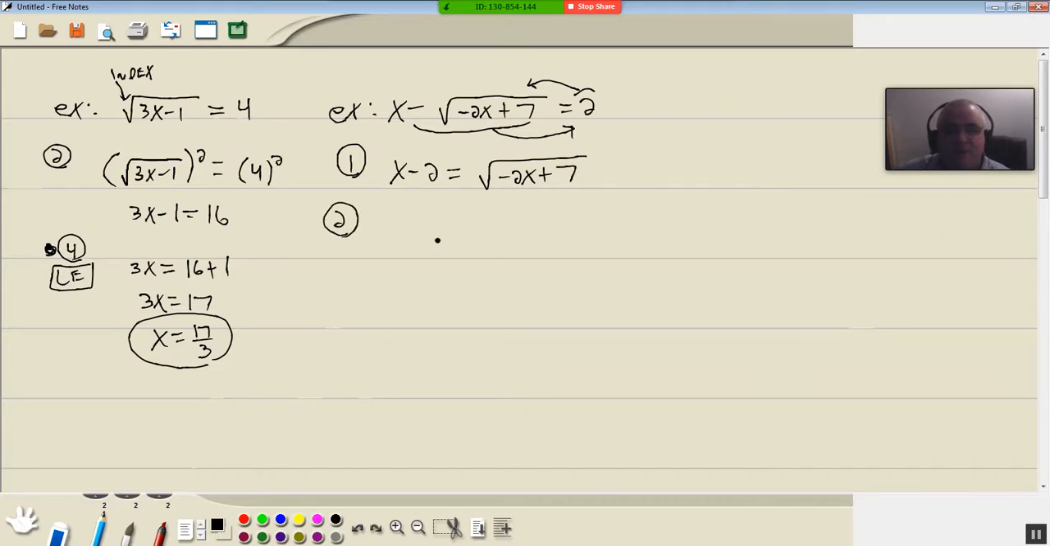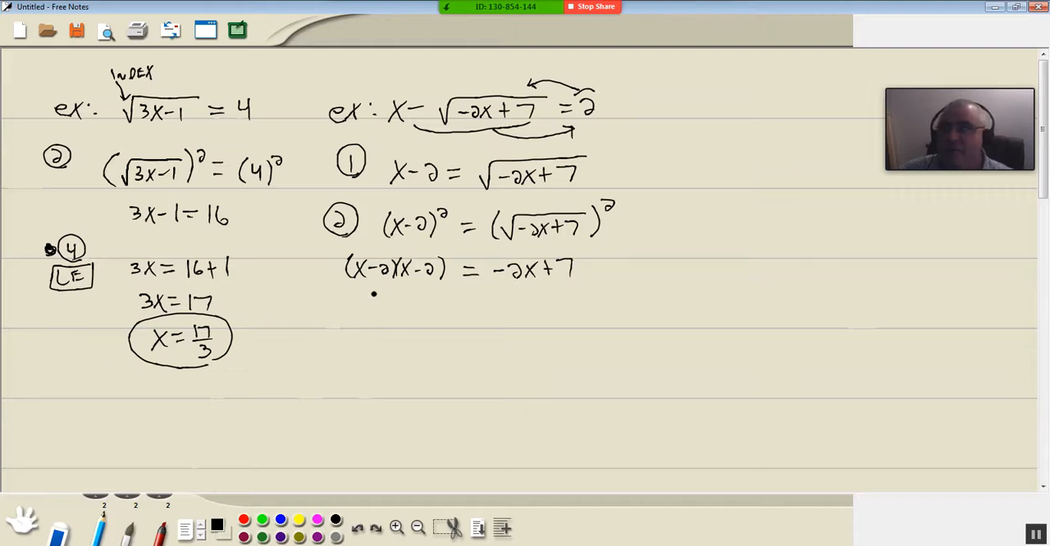Step 2. Raise both sides to a power equal to the index. Well, this is a square root again, so we'll square both sides. So we got x minus 2 squared is equal to the square root of negative 2x plus 7 squared. Now x minus 2 squared, that's x minus 2 times x minus 2. And over on the right side, when the index matches the power, they cancel each other. So that gives us negative 2x plus 7.